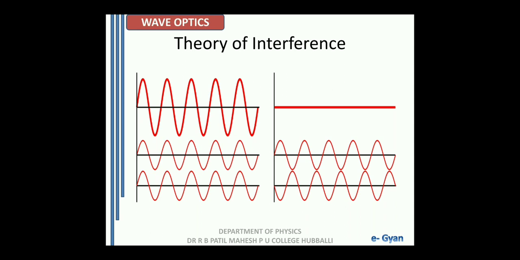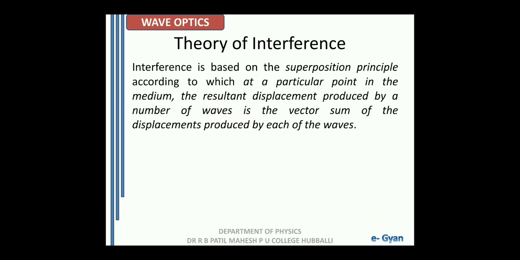Now taking these things into account, we try to understand the theory of interference. So interference is based on the superposition principle, according to which at a particular point in the medium, the resultant displacement produced by a number of waves is the vector sum of the displacements produced by each of the waves.